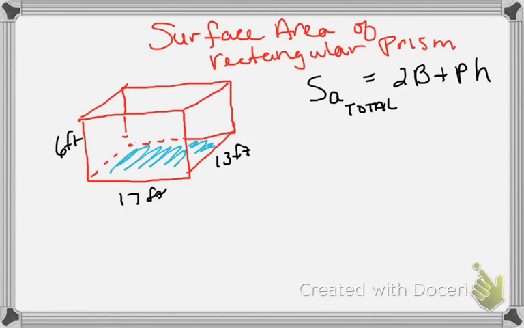Okay, in this video we're going to use the surface area formula for a rectangle prism and find the lateral and total surface area. So first thing is, what makes it a prism? A prism is a three-dimensional figure that has congruent sides, or bases basically.